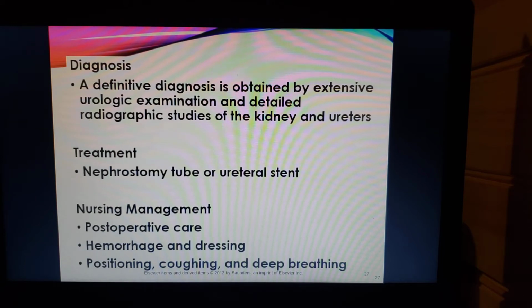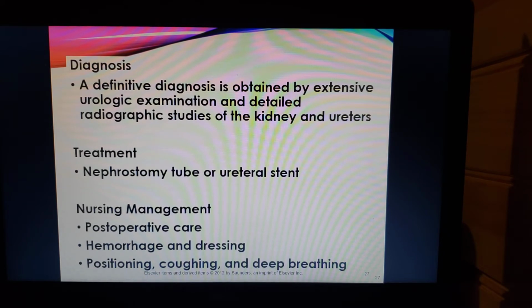It's diagnosed with urologic examinations and radiologic studies. Treatment may include a nephrostomy tube or a ureteral stent. This basically will clear the obstruction. Nursing management includes post-operative care of the patient. We want to be monitoring for any hemorrhage and monitor the dressing.